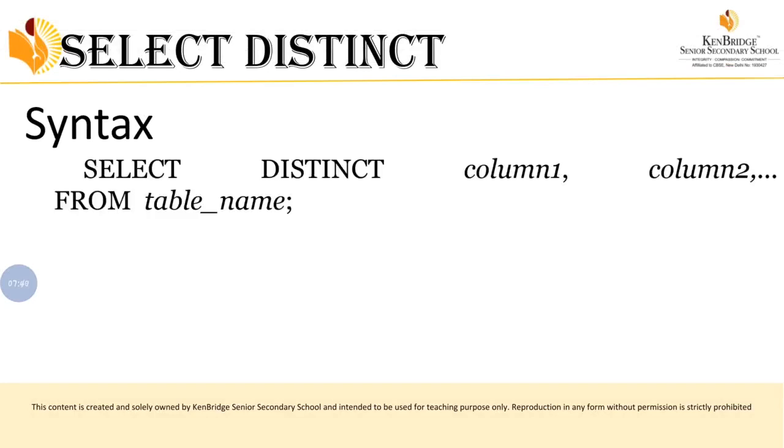So here is the syntax. The syntax is select distinct. After select, you have to write distinct. Then whichever columns you want to retrieve, you have to mention those column names here. Whatever you need for the output, you mention in place of column 1 and column 2. From table name: from whichever table you are going to retrieve the attributes, you have to mention the table name here. So this is the syntax of the select distinct statement. Let's see an example for this.